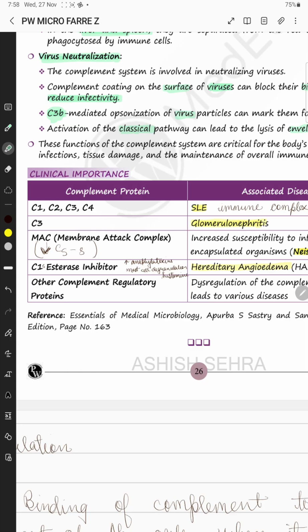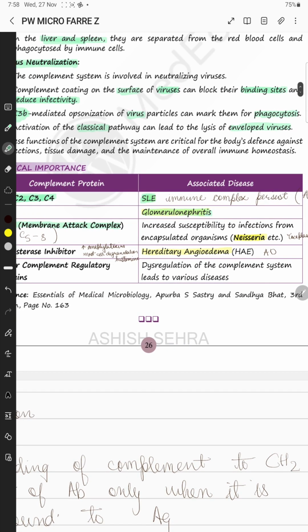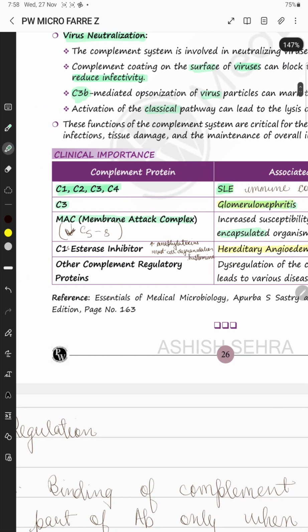Complement protein C1, C2, C3, C4 के deficiency से related SLE होता है. ठीक है, इसमें SLE में क्या होता है? इम्यून कॉम्प्लेक्स का डिपोजिशन इंक्रीज हो जाता है. तो बिकॉज ऑफ द डिफिशियंसी ऑफ C1, C2, C3 एंड C4 SLE होने का चांस होता है. बिकॉज ऑफ C3 ग्लोमेरुलोनेफ्राइटिस. ठीक है, मेम्ब्रेन अटैक कॉम्प्लेक्स से रिलेटेड कौन सा डिजीज़ है? देयर इज इंक्रीज ससेप्टिबिलिटी टू इन्फेक्शंस फ्रॉम एनकैप्सुलेटेड ऑर्गेनिजम्स लाइक निजेरिया एंड ऑल्सो टॉक्सोप्लाज्मा गोंडाई.